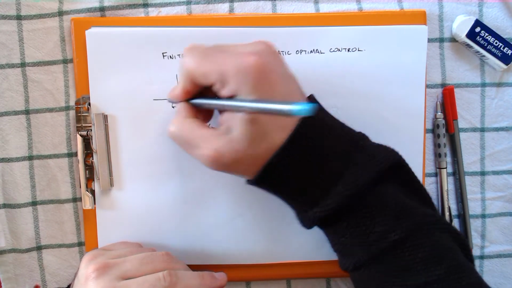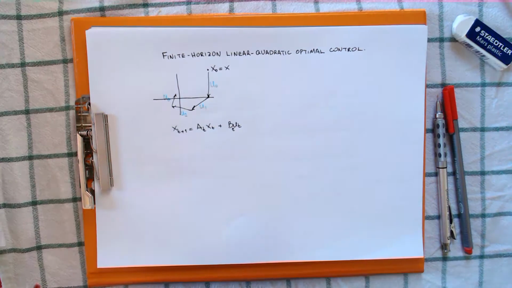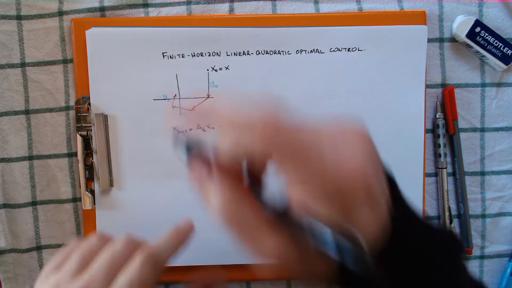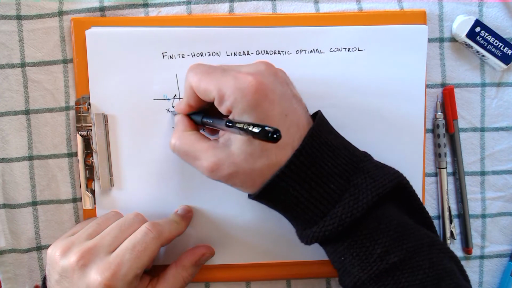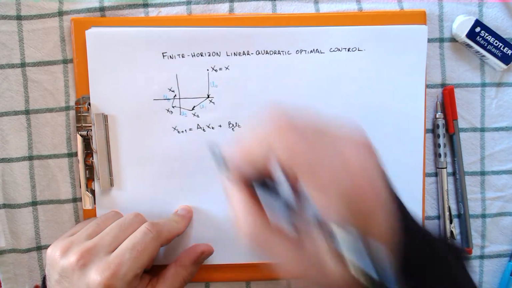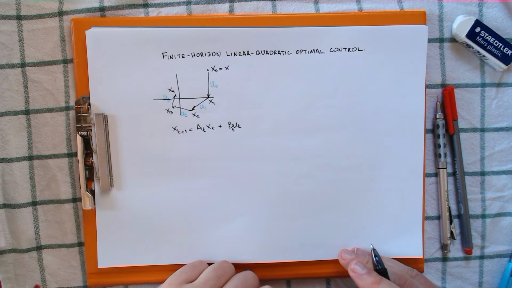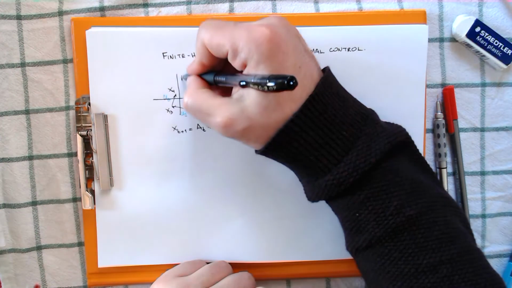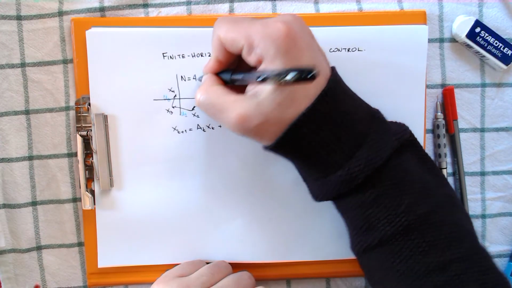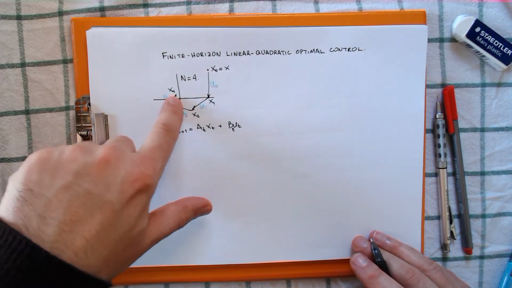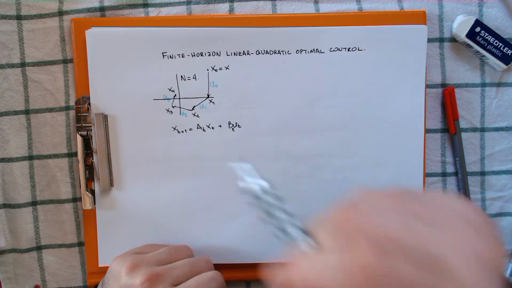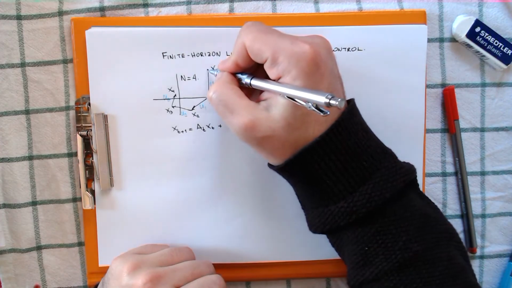u2, u3, so as to move the system state from x0 to x1, x2, x3, and finally x4. This is a problem with horizon n equals 4. There are many ways, of course, to go from this point close to the origin and even closer, perhaps. Maybe a way to go closer would be that.